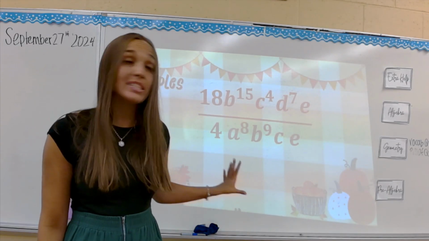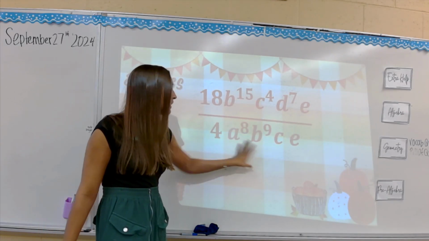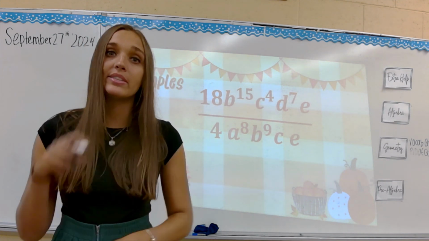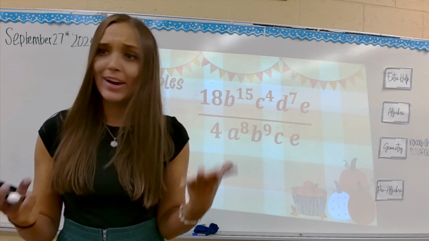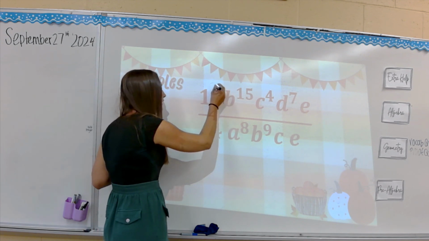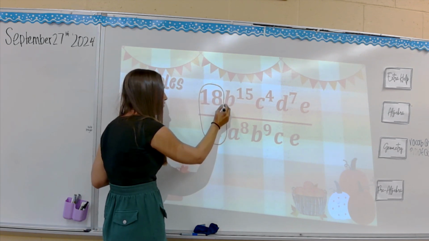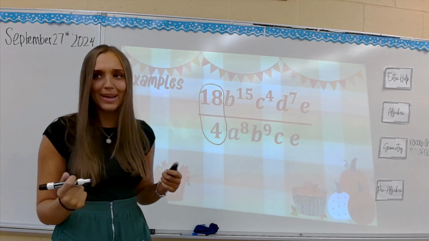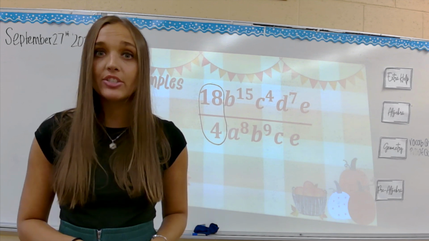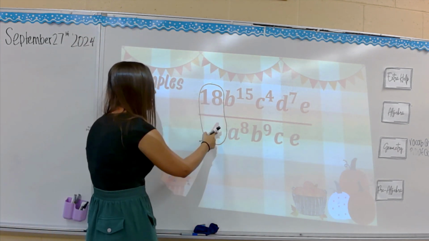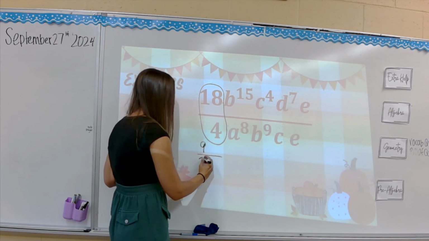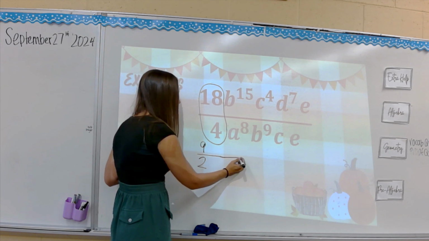All right, so we have our last problem here with all of these different variables and all this good stuff. So my first step, once again, is to divide or simplify whatever I can do for my coefficients. So I have 18 divided by 4. If I put that in my calculator, that is not an integer value. So I have to simplify. I have to take out my greatest common factor. Between 18 and 4, the greatest common factor is a 2. So I'm going to divide both by 2. So 18 divided by 2 is 9. 4 divided by 2 is 2. So I have 9 over 2.